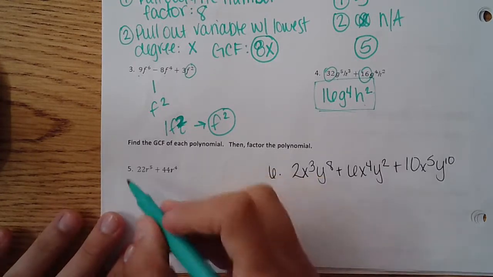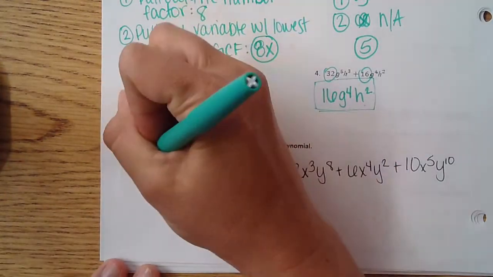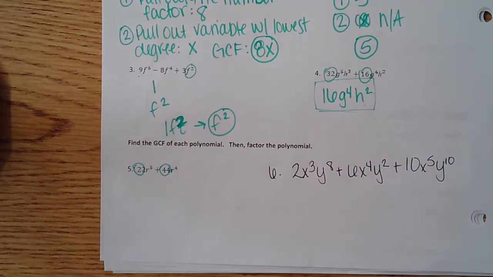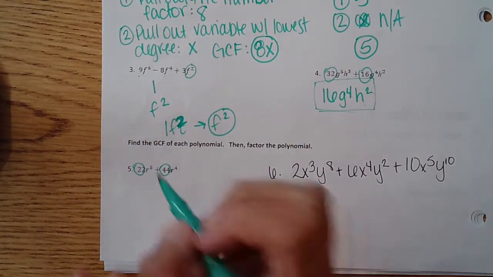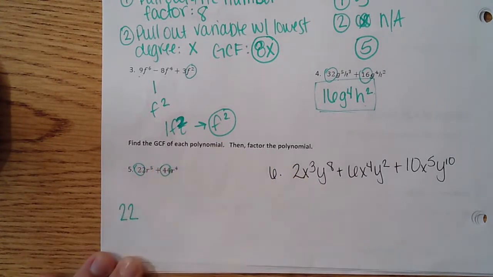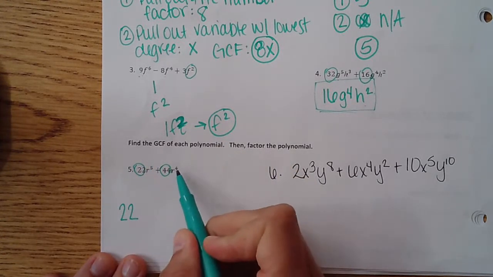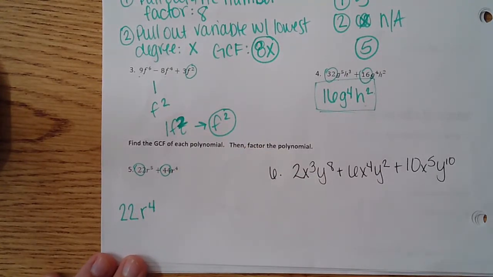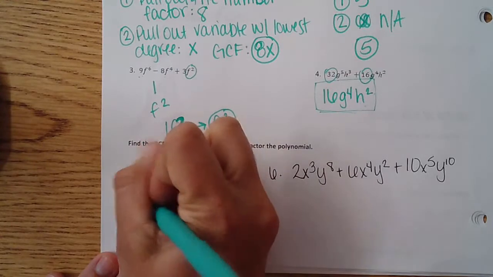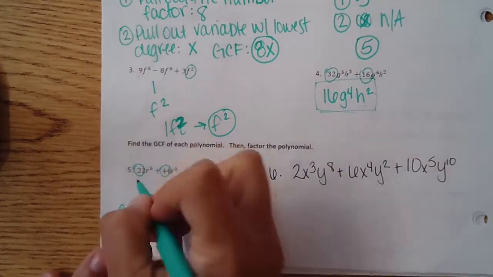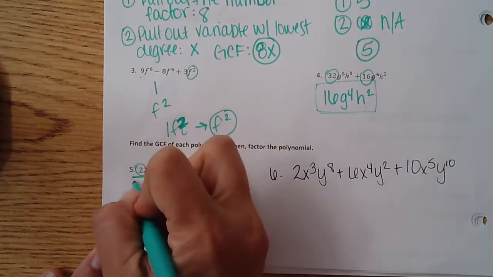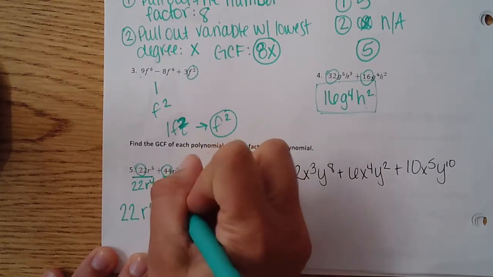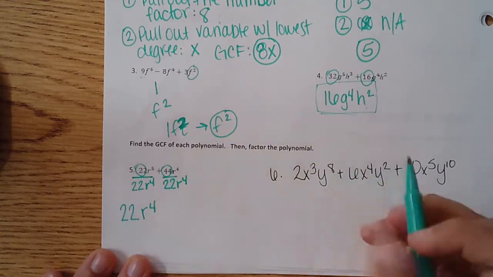Okay, so first thing, you're going to find the greatest common factor. So 22 and 44, what's the largest number that goes into 22 and 44? Well, it's 22. Okay, now r to the 5th and r to the 4th, I can pull out r to the 4th. Now, since that's the greatest common factor, what we're doing is we're going to divide that number out of everything. So I'm going to divide this term by 22r to the 4th, and then I divide this term by 22r to the 4th.